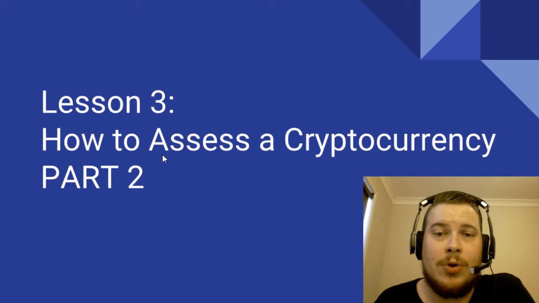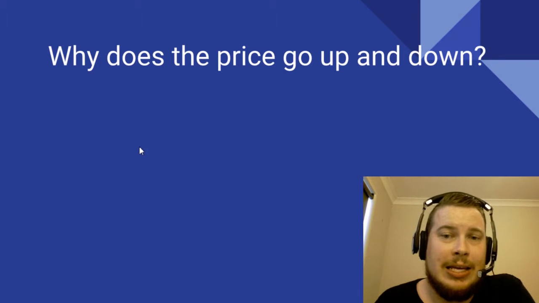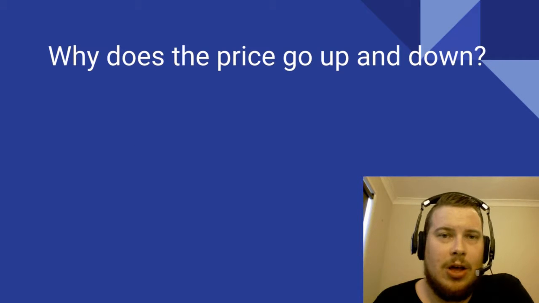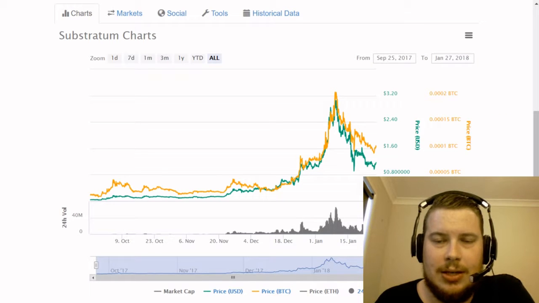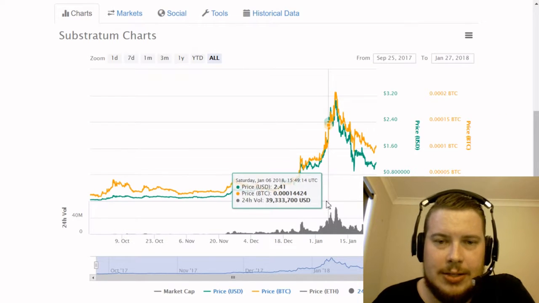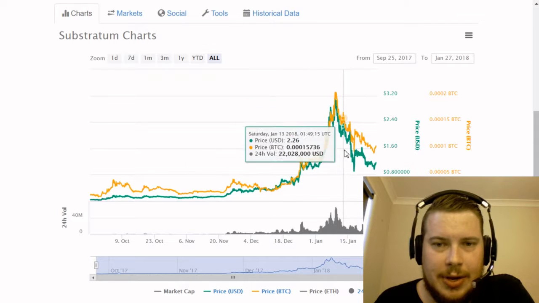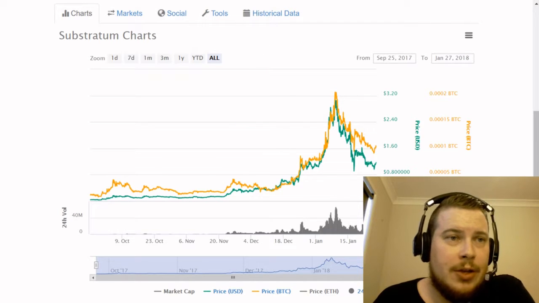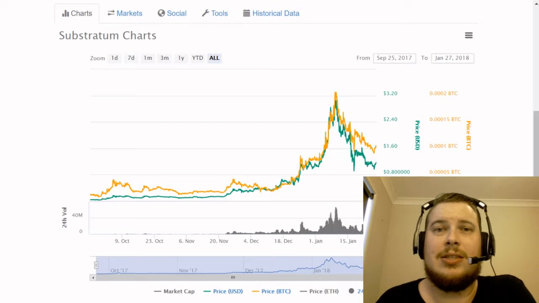Now today, what I'm going to have a bit more of a look at is why does the price go up and down? So you might notice in something like Substratum, I think we were looking at yesterday, as well as we were looking at Storm, but Substratum, you can see the price goes up and down. Now there's a few different reasons for that, so I'll go into that. The first reason, and look, these reasons go across everything.